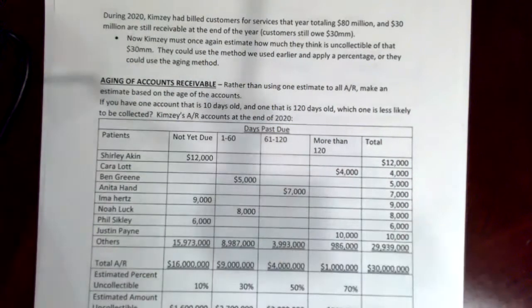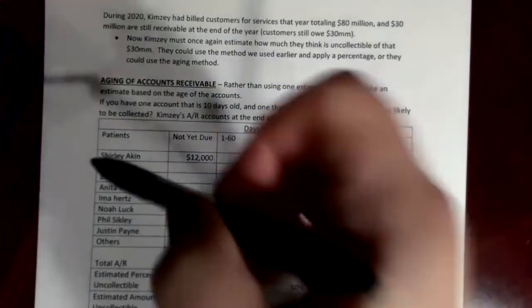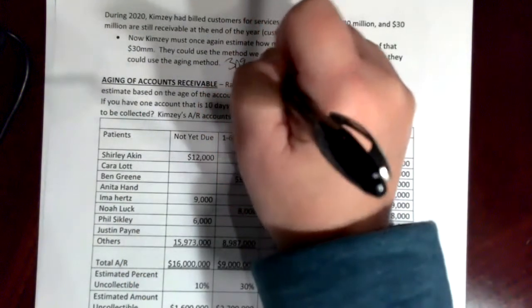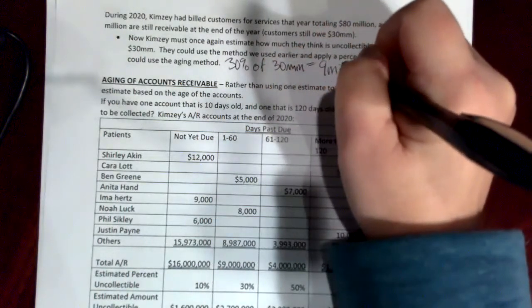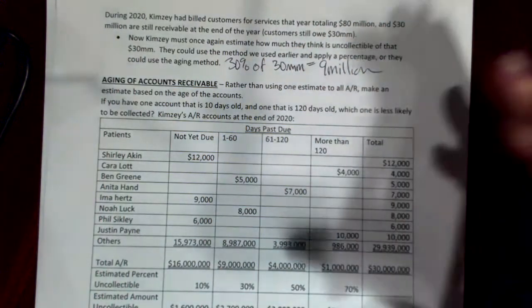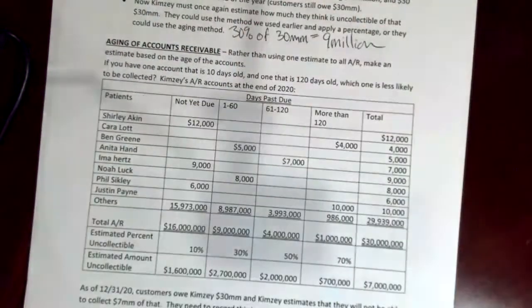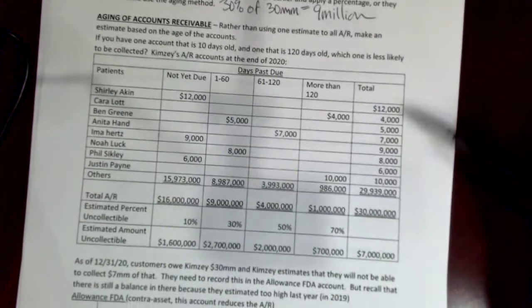So they could use the method we used earlier. Do you remember what we did? We just said 30% times whatever was left at the end. Last year it was 20 million. That's how we got the 6 million. So we could say 30% of 30 million equals 9 million, and that's what they think they're not going to collect. Or they could do the aging method. You do need to know both of these ways. You'll have a problem that looks just like this aging problem on your exam.